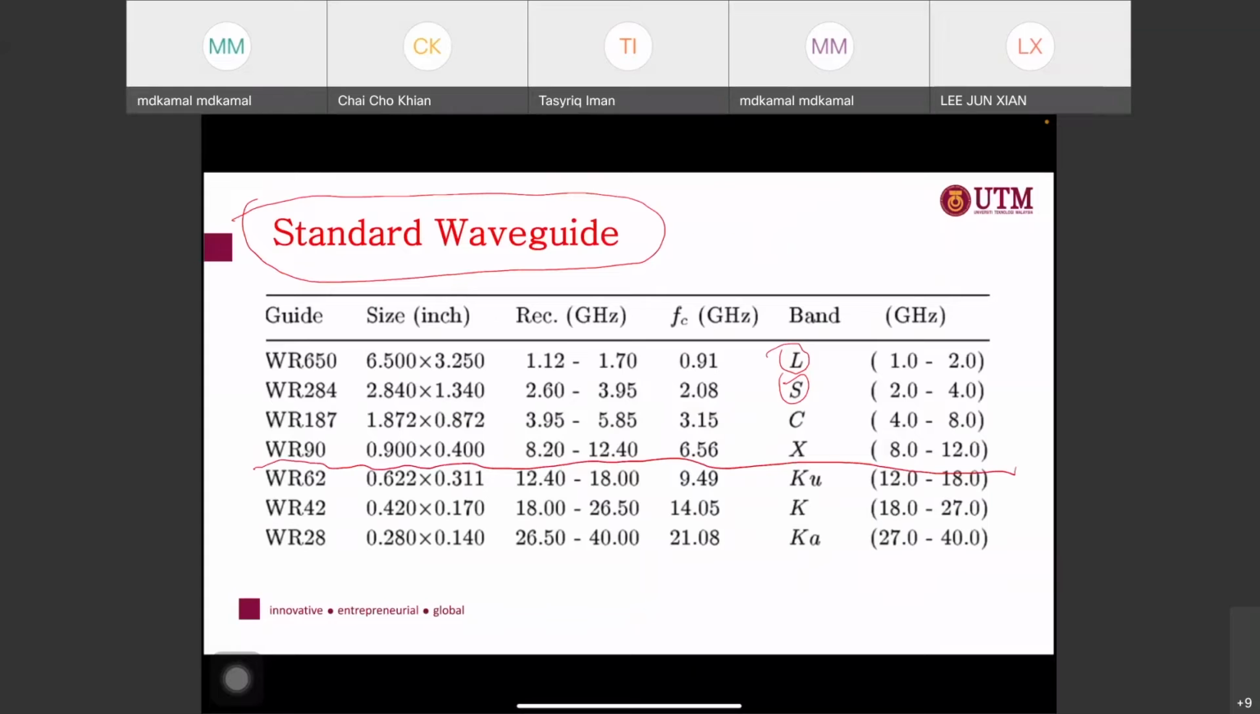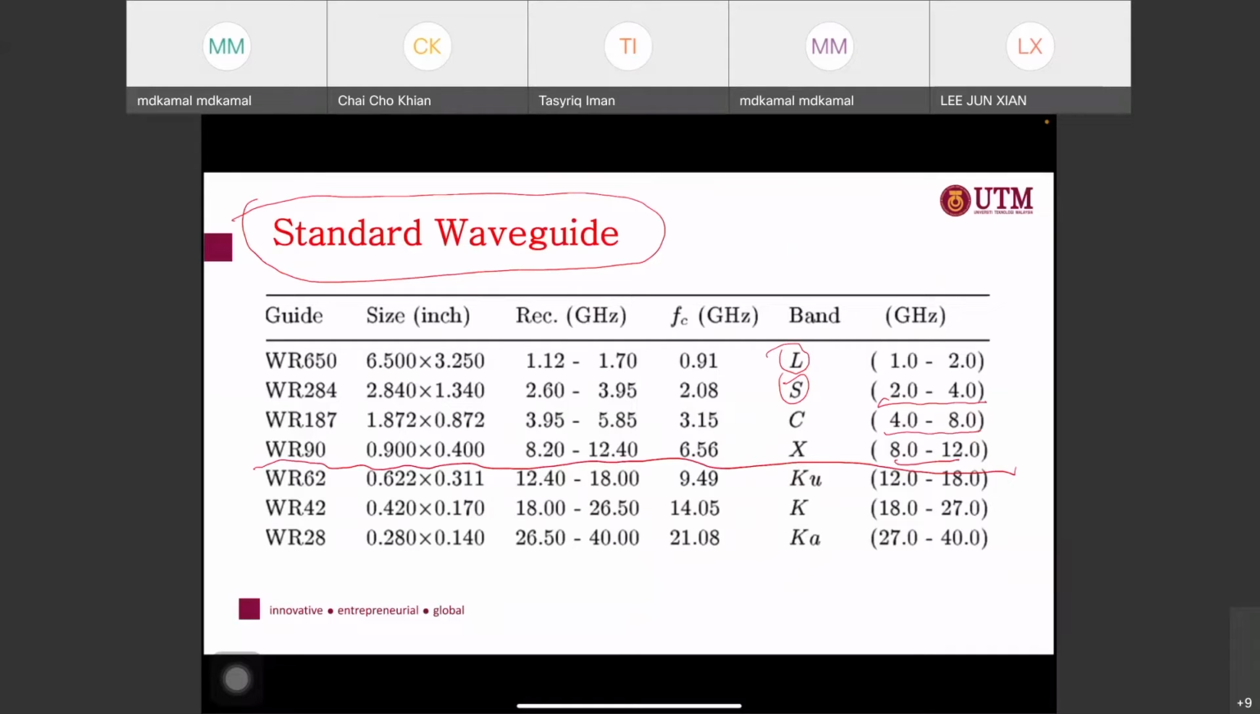The X band frequency we use is from 8 to 12 gigahertz. For the L band we use from 1 to 2, and for the S band we use from 2 to 4 GHz. Okay, so these are the dimensions of the waveguide here.